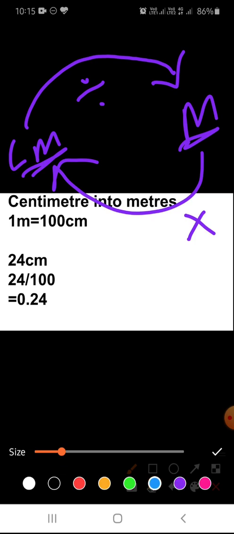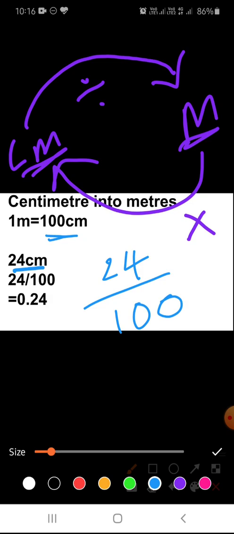So first of all we will take an example. It is 24 centimeter. You have to convert this 24 centimeter into meter. Centimeter is a smaller unit and meter is a larger unit. And when we have to convert smaller unit into larger unit, in that case we divide, yes or no? And by what number will we divide? We'll divide by 100, because 1 meter is equal to 100 centimeter. So let's divide 24 by 100.